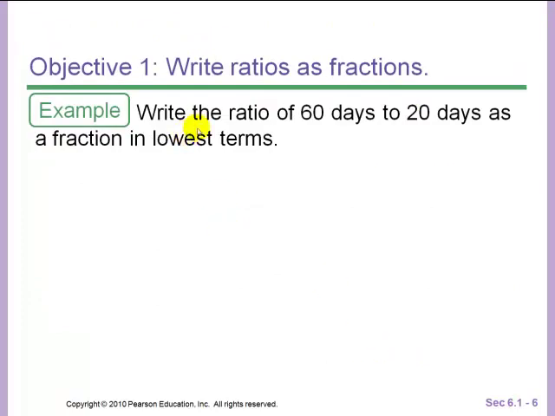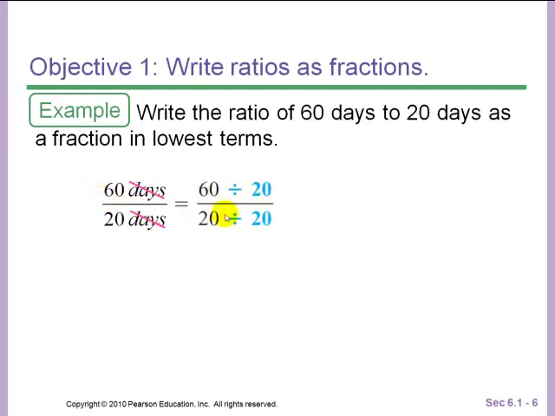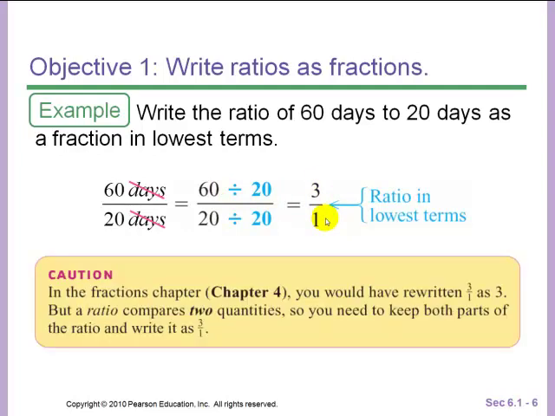Another example: write the ratio of 60 days to 20 days as a fraction in lowest terms. So you have 60 days over 20 days, because 60 was mentioned first, 20 was mentioned second. They have the same units, so we can cancel them out. And now we simply have to simplify 60 over 20. We can divide both 60 and 20 by 20, and we get 3 over 1. That is our ratio in lowest terms.